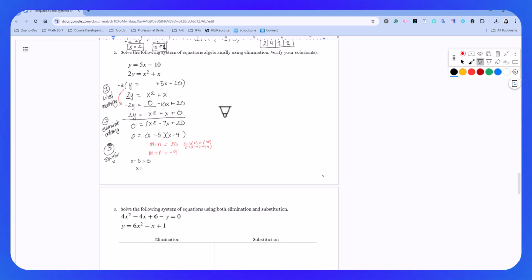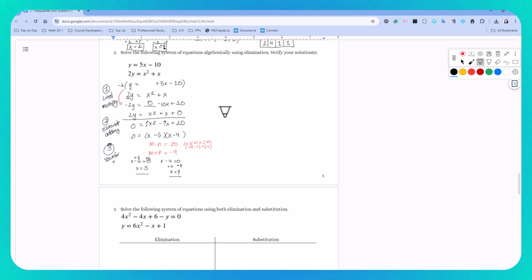So we're going to solve for x by adding 5 to both sides. And now we're going to solve x minus 4 equals 0 by adding 4 to both sides. So we have two solutions, x equals 5 and x equals 4. Well, now we're going to find the y's, and we're going to find two of them because we have two values of x's.